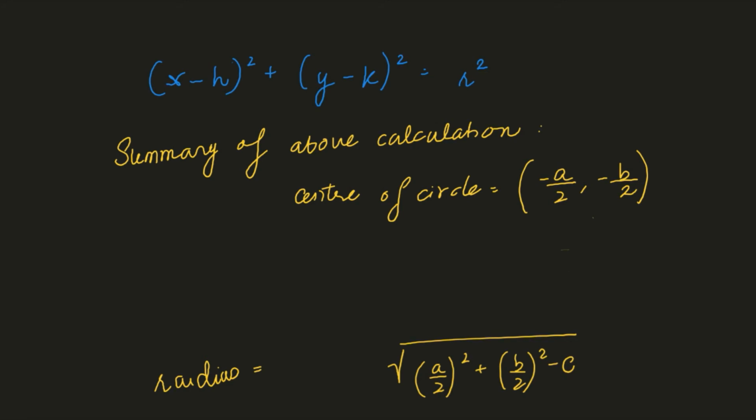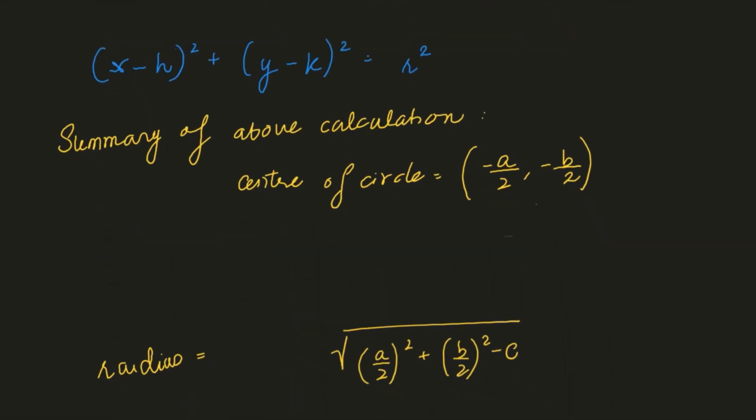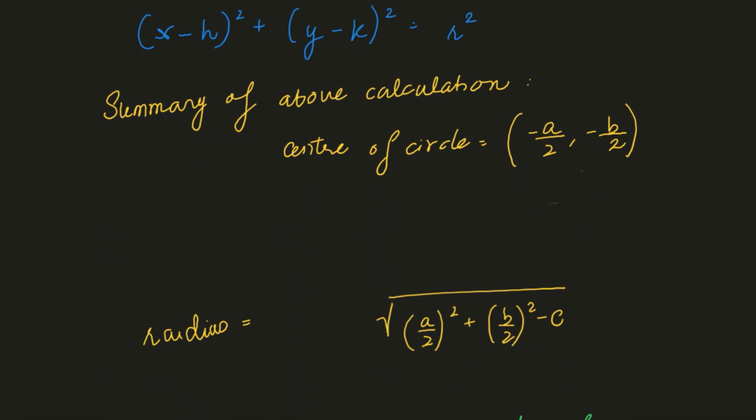And for the radius, you can see here that on the right hand side you have (a/2)² + (b/2)² - c. Since this is the square of the radius, to find the radius you're going to root it. So the summary of the above calculations is that the center of the circle is -a/2 and the y coordinate of the center is -b/2, and the radius is the root of (a/2)² + (b/2)² - c.